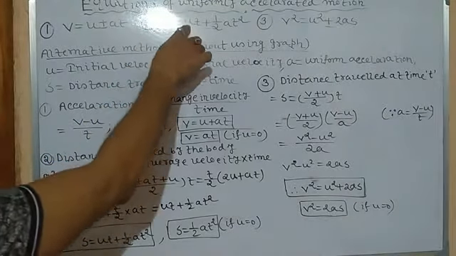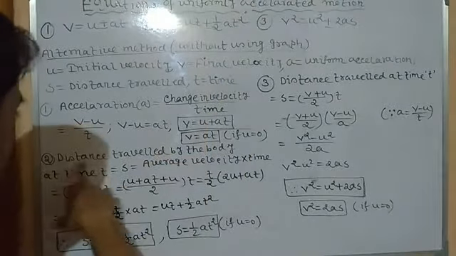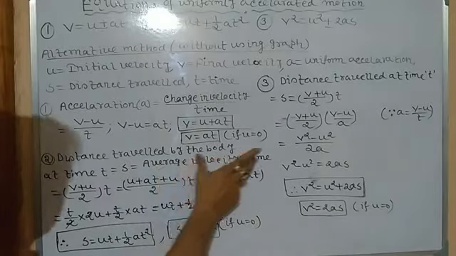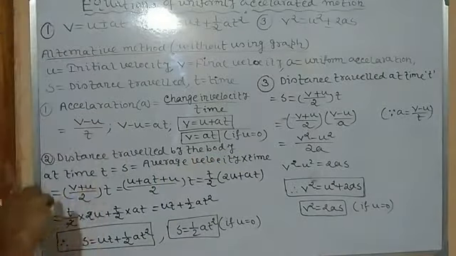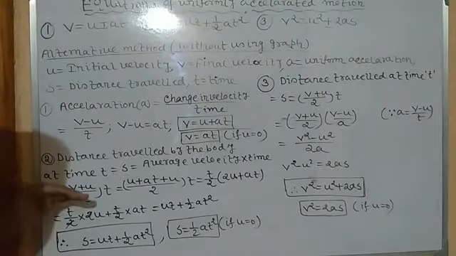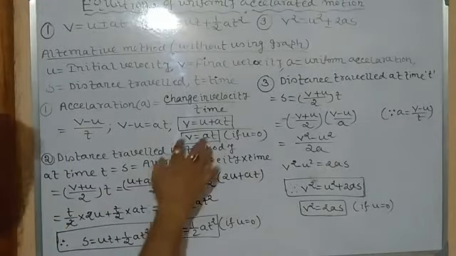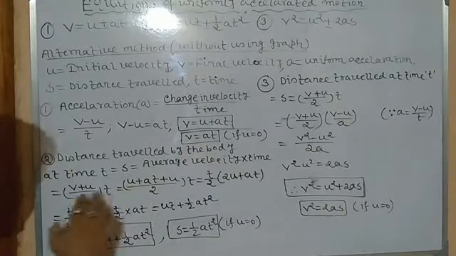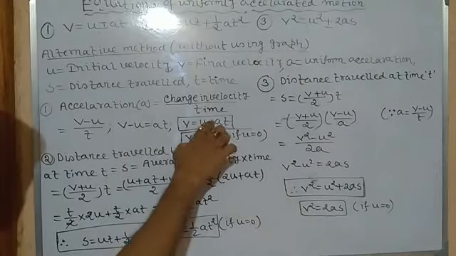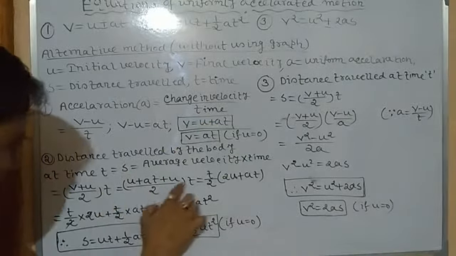Come to equation number 2, where we have to find the distance when the body has initial velocity u and moves with acceleration a, after time t. So the distance traveled by the body at time t, s, is equal to average velocity into time. Why average velocity? Since it has two velocities, initial and final velocity, and average means mean. So s equals (v plus u) by 2 into t. We already know v is equal to u plus at, so we put the value of v from the previous expression: s equals (u plus at plus u) by 2 into t, very easy.